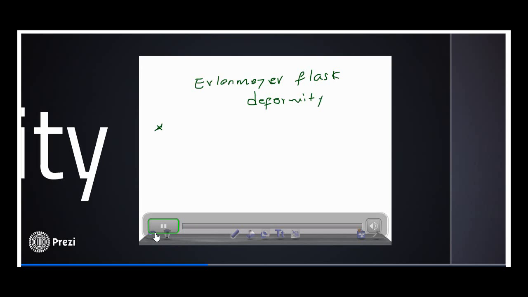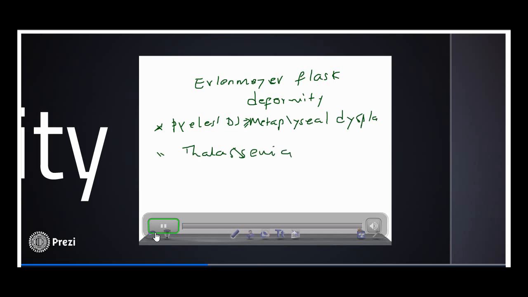Remember, what is Pyle's disease? Nothing but metaphyseal dysplasia. Thalassemia, very important, very important. Thalassemia, Erlenmeyer Flask deformity seen in thalassemia. Osteopetrosis.